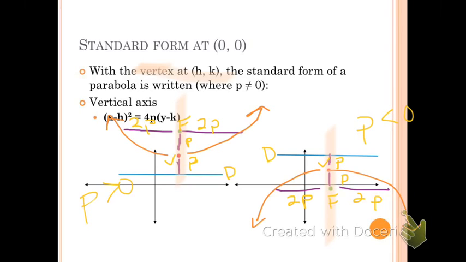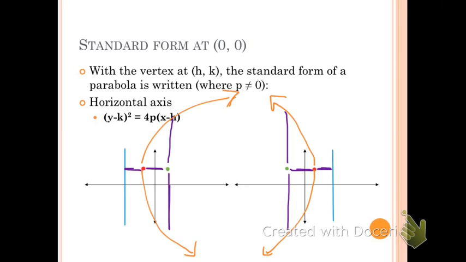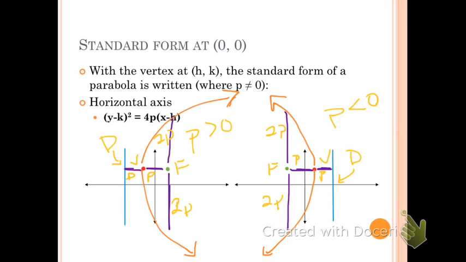Let's look at it again with the horizontal ones. So once again, I tried to keep the same colors. This one is P positive, this one is P negative. All of these distances here are P, between the vertex and the focus, and we have 2P on either side of the focus to give us the width. And then here's the directrix and the directrix. Notice that the directrix is always outside the parabola, and the focus is always inside the parabola.